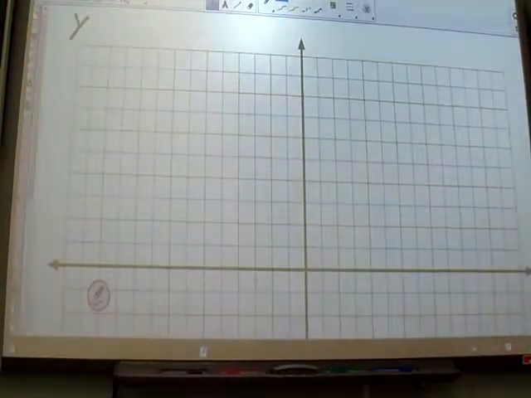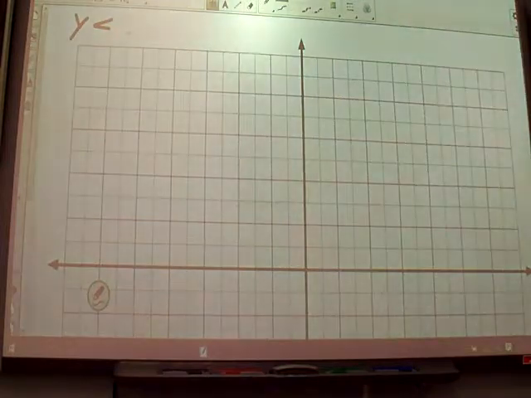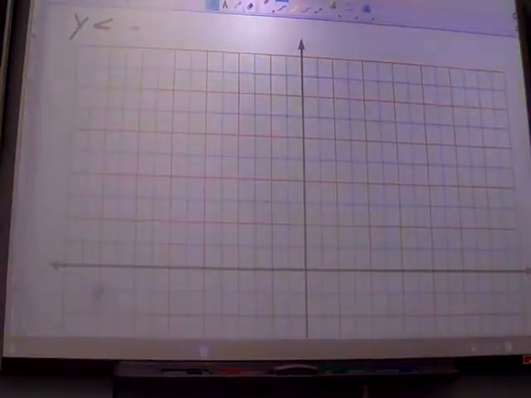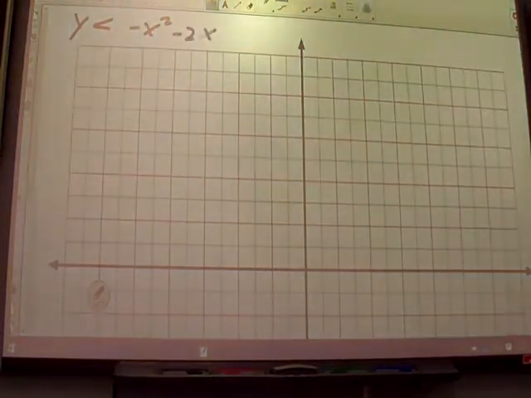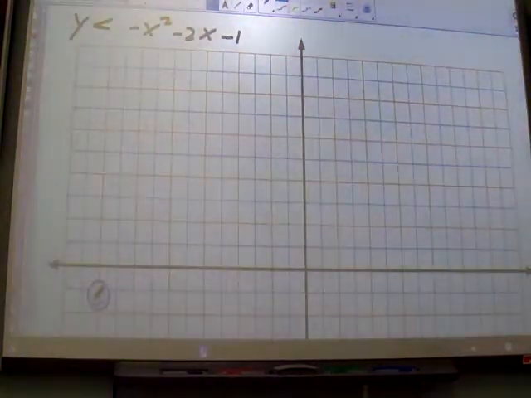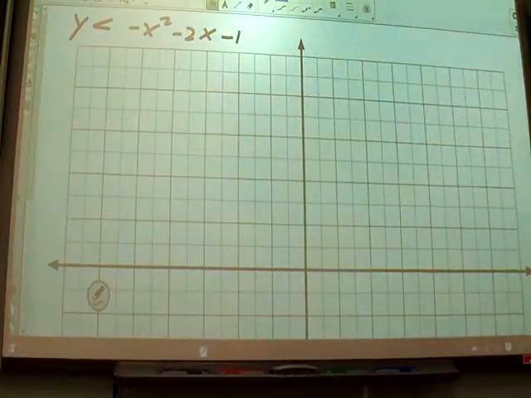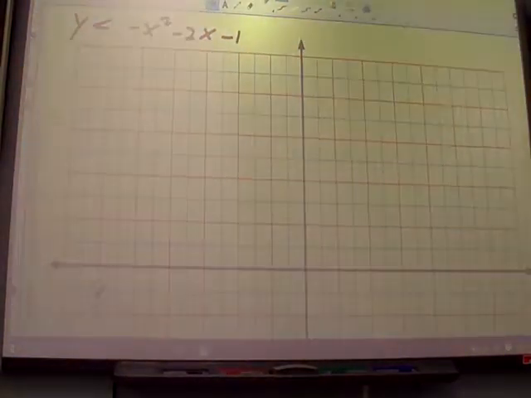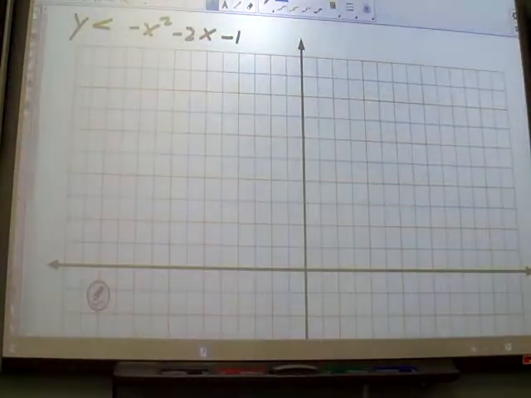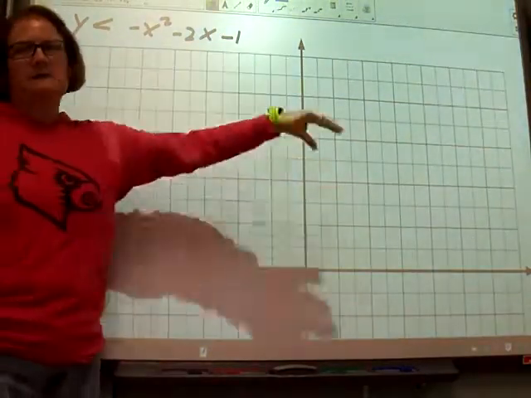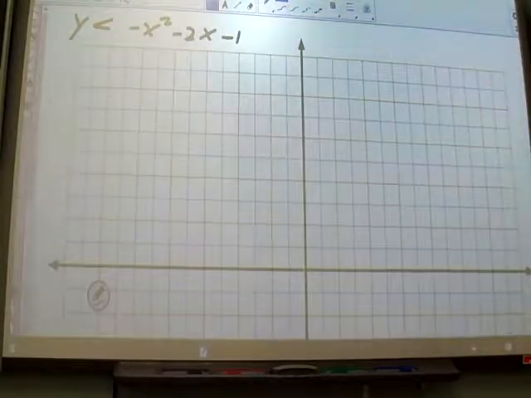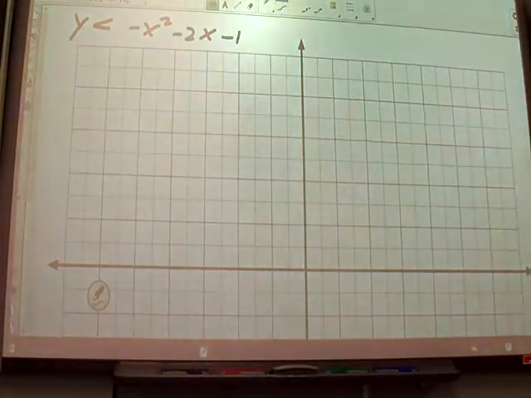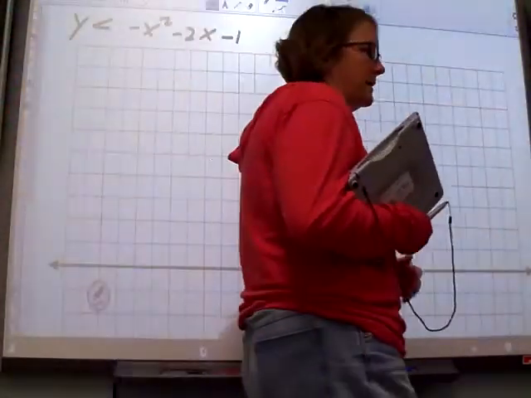So let's look here. I've got y is less than negative x squared minus 2x minus 1. Alright, so we're just going to graph this. So to start with, not worried about the less than sign, just looking at my function, I got to decide my method for graphing, so I got to know what form it's in. Is it in vertex form? Is it in standard form? Is it in intercept form? What are we dealing with?